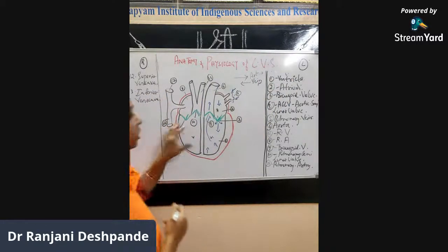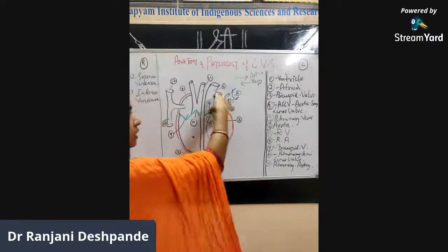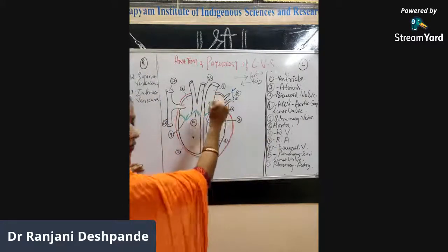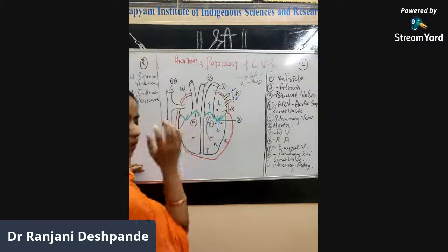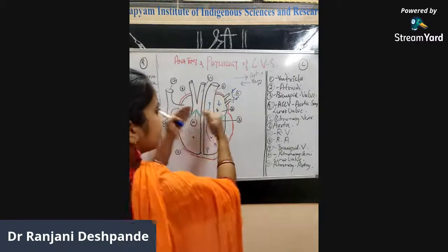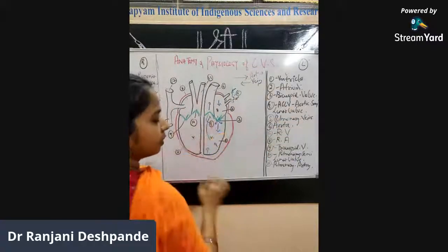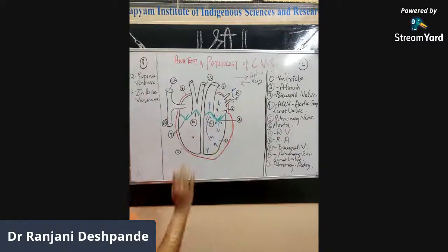Contrary, what happens on the right side? It is not that first this contracts, then this. Together, both the atria will contract. Together, both the ventricles will contract. And on each side, we are just seeing separately because each circulation goes to different places. So that's why we are discussing separately.